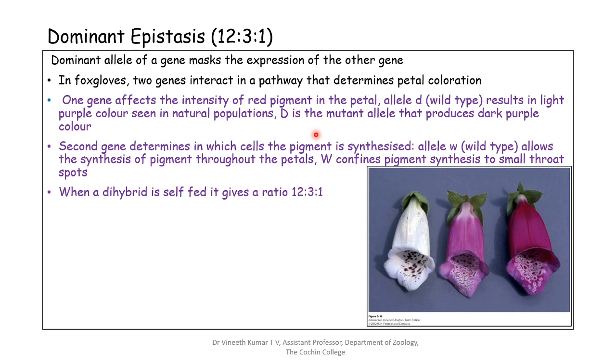So here the inhibitor, or the epistatic gene, is capital W, and the hypostatic gene, the one which is being suppressed, is the D one, either capital D or small d. So we have justified this particular statement here: a dominant allele, in this case W, of a gene masks the expression of the other gene. Both alleles can be inhibited, either capital D or small d. So this is what is called dominant epistasis.